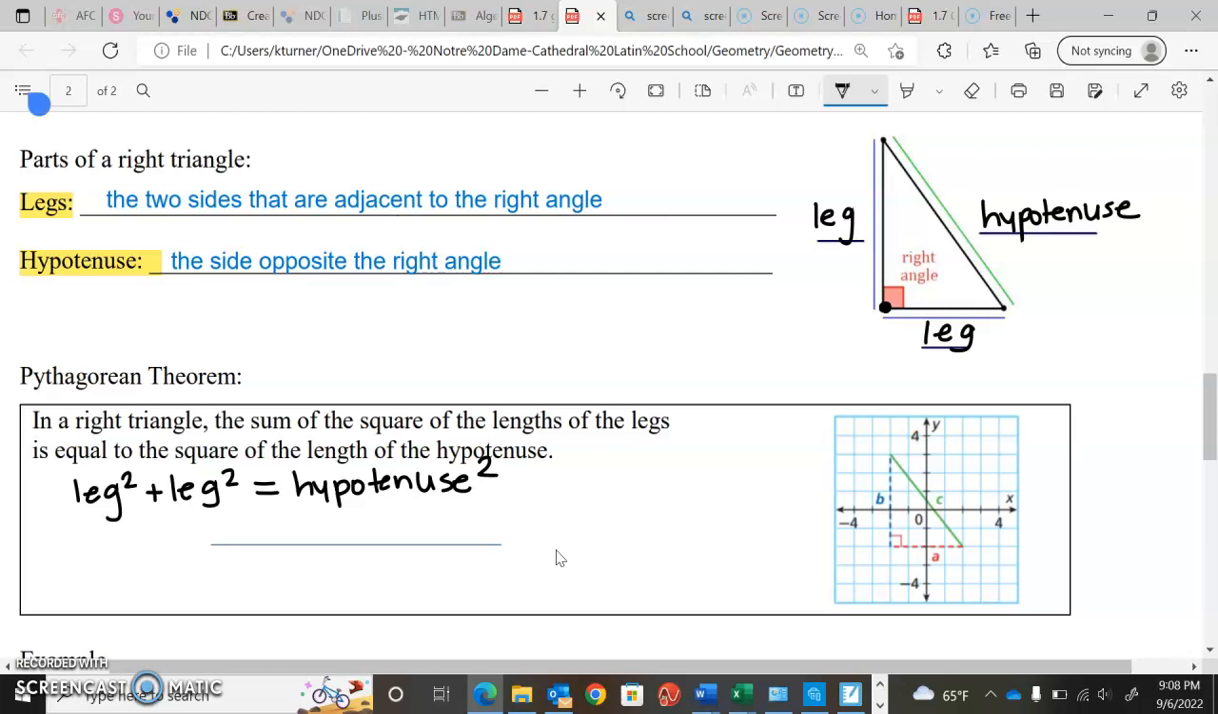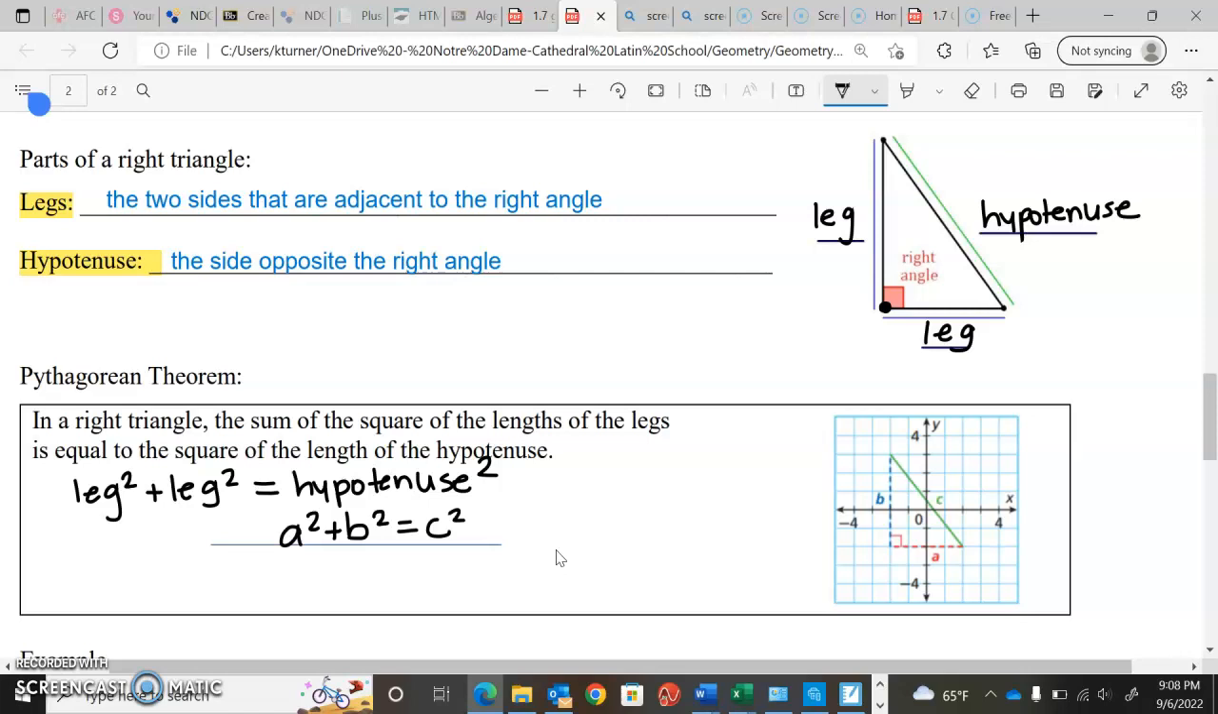But another way you might have already heard it is a squared plus b squared equals c squared. And looking over at the picture to the right, you can see that the A and the B are the lengths of the two legs, and C is the hypotenuse.